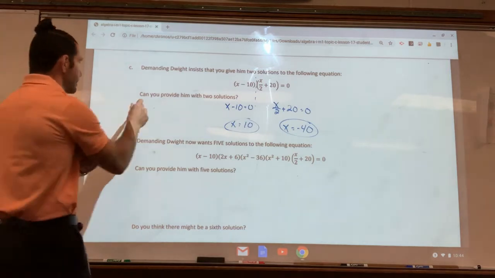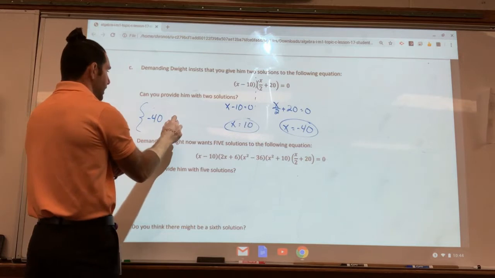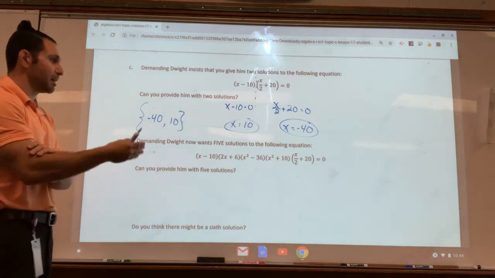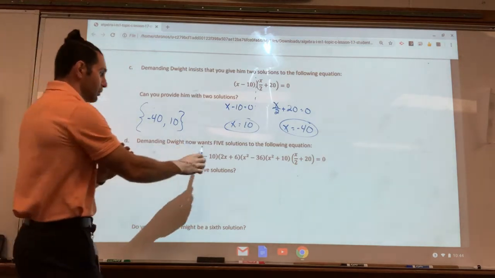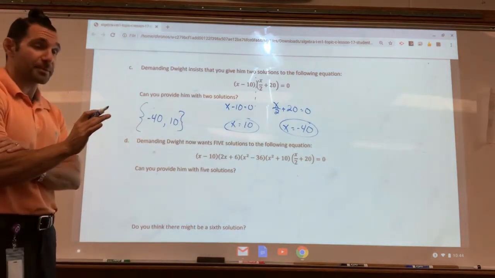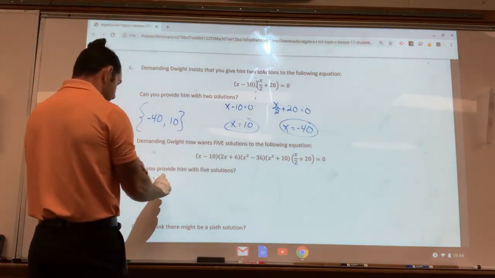So how would I write this? It's an or statement. Demanding Dwight's going to either get negative 40 or positive 10. Now here's the next portion, and this is important. Demanding Dwight wants 5 solutions to the following equation. How many different sets of parentheses do we have? 1, 2, 3, 4, 5. So is it possible to have 5 separate solutions? Yes. So x minus 10, we know x is going to equal 10.